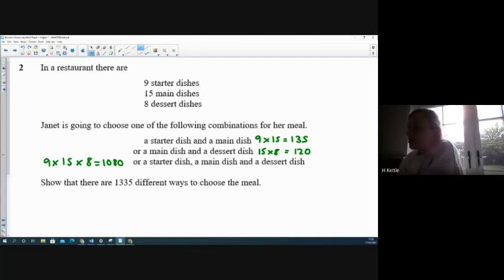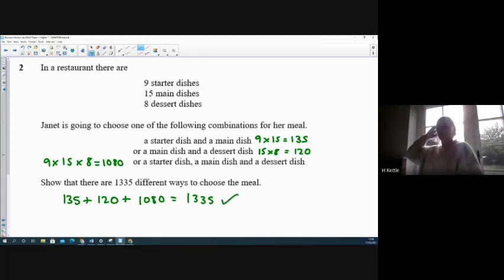Show that there are 1,335 different ways to choose a meal. Well, if she goes for a starter and a main, that's 135 options. Add, she could go for the other way, that's 120 options, or she could go for a third way, which is 1,080. If we're adding all of that together, we get 1,335. So we've shown that that's how many different ways she can choose her meal.